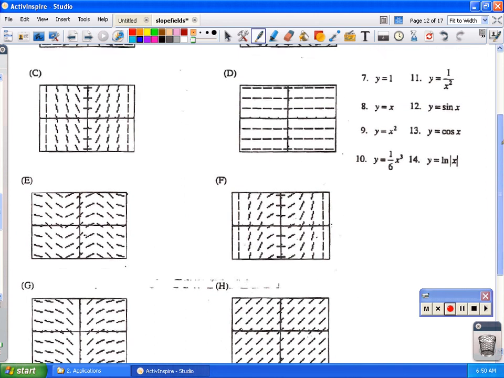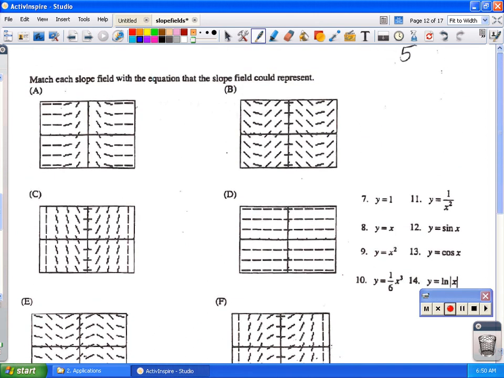Well, on this page, they ask us, and this is in your packet again, to match each slope field. So they're already giving you the slope field with the equation that the slope field could represent. All right, so the slope field is representing these functions. So a derivative was given. Somebody took the derivative and created these slope fields.